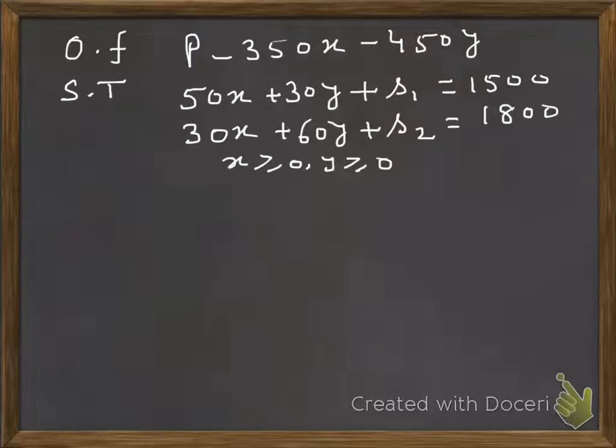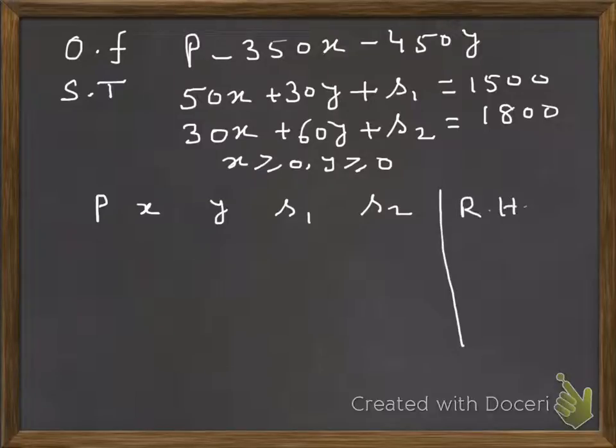Let us prepare the table now. For preparing the table, you write all the variables which are used in this problem. So the variables which are used are P, x, y, s1, s2, and we have right hand side values. So we write RHS, that represents right hand side values.